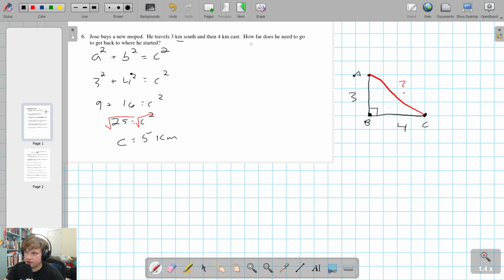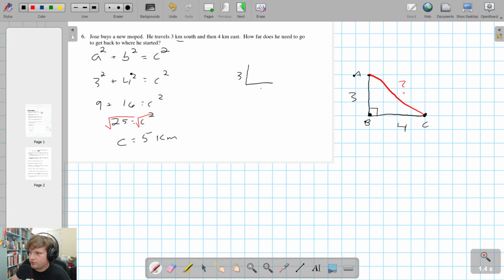I cheated and gave myself some graph paper, but honestly, it doesn't really matter. You can just draw it like this, right? 3, 4, and you know what you're drawing, so you know that's what you're looking for, and you can solve for that. You don't actually need the graph paper unless there's a whole lot of steps involved. You can just figure it out by drawing your triangle.